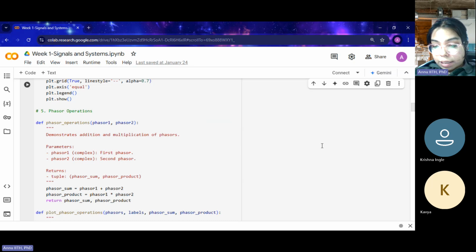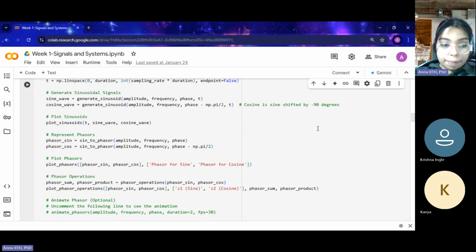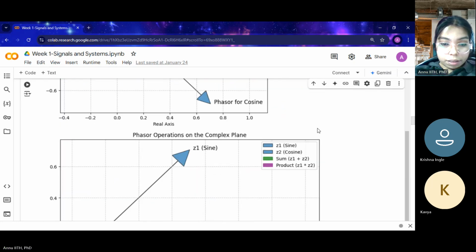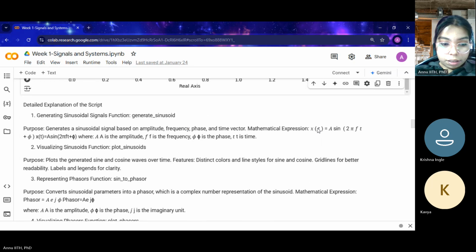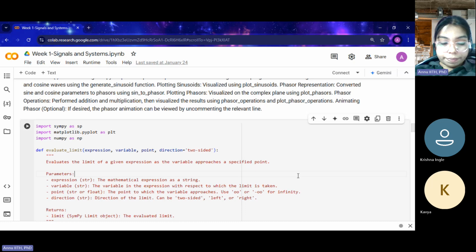So if I go to the next Python code, that is evaluating limits using SymPy. If I go to the third program, limits, how will you evaluate the limits? This is the code for evaluation of the limits. It evaluates the limit of a given expression as a variable approaches a specified point. But before I tell you about the limits, I would like to share my PPT.